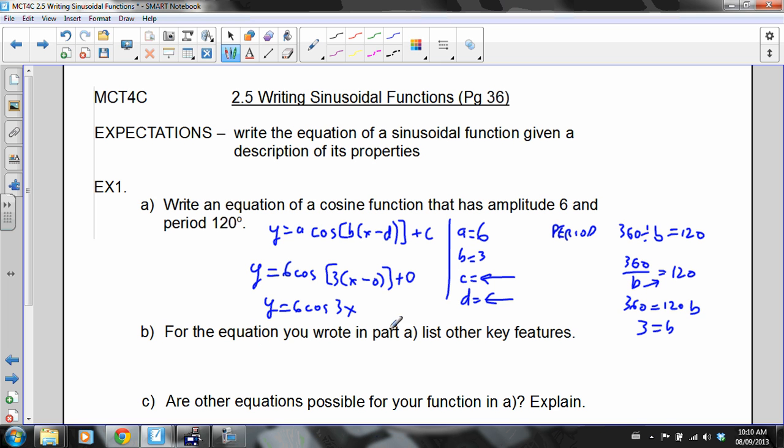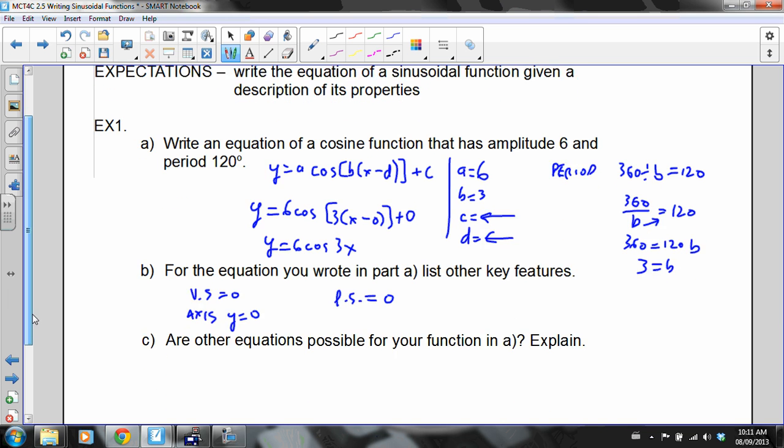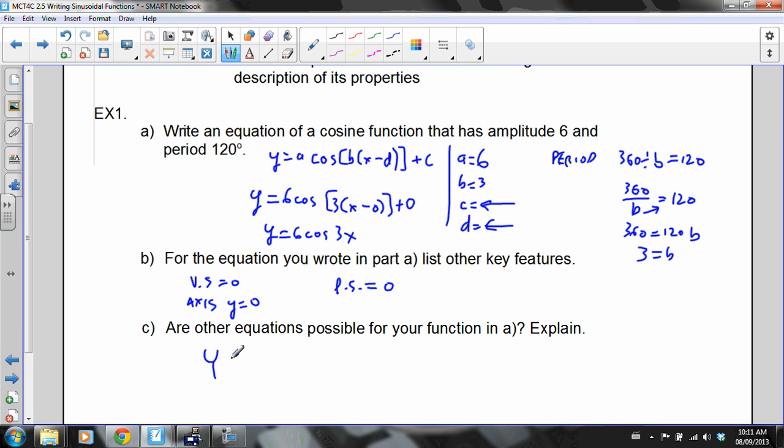So for the equation you wrote in part A, list other key features. Well, these are the ones that we kind of picked to be 0. The axis, or the vertical shift, is 0. Or the axis, those are the same thing. The axis was just y equals 0, the x-axis. And the phase shift was also 0. So are other equations possible for your function? Yes. Of course, all we would have to do is pick some other values of C and D, and we'd get another cosine function that also had an amplitude of 6 and a period of 120.